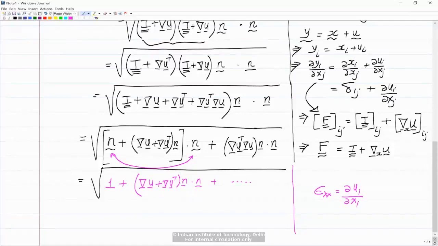Anybody, can you give an estimate? How much strain were you talking about in the undergraduate class? 3 to 5%. That is true. Well, sometimes even 1%. So that's the order of which we are talking about in undergraduate class. So you can say that this is of the order of 0.03, let us say, if it is 3%.